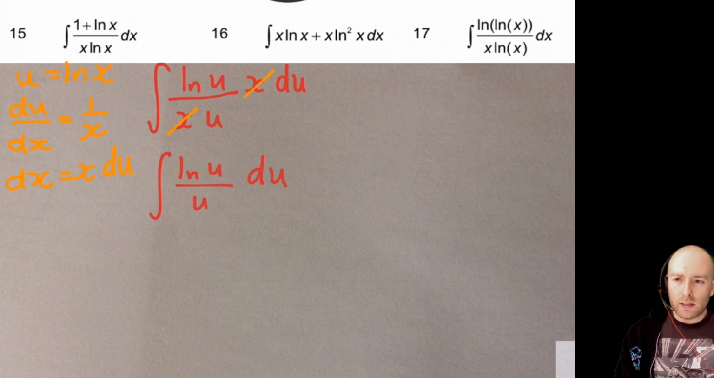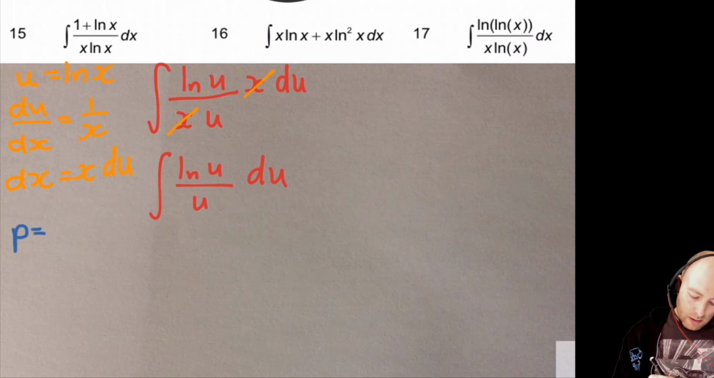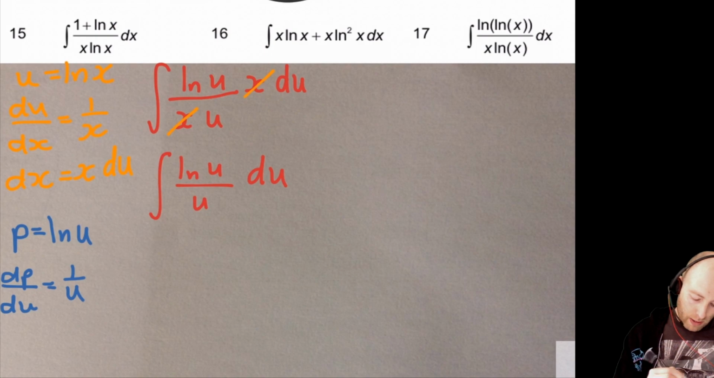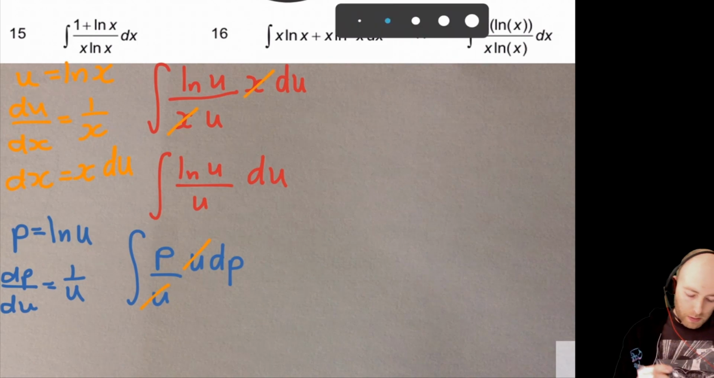Now, when I did this earlier, I did another substitution. I feel like we could probably do this by parts, but I might just keep going with it. I'm just going to do another substitution. So I'm going to say p is ln u. So dp by du is 1 over u. So my integral will become p over u dp. And the u's will cancel, leaving me with the integral of p dp.